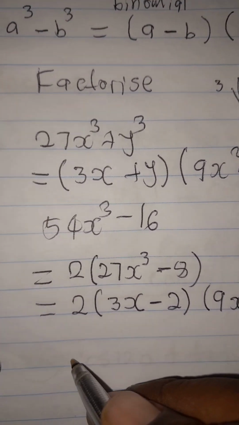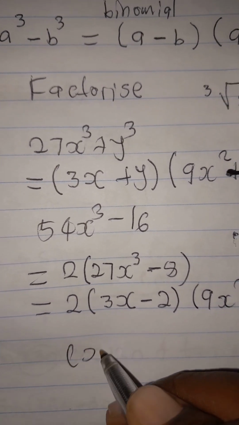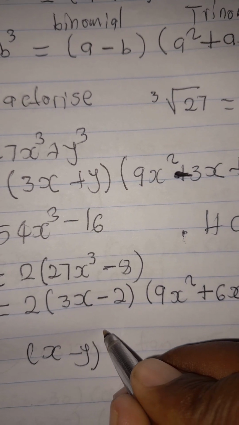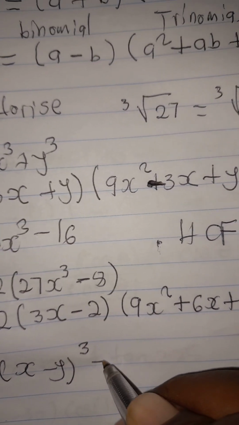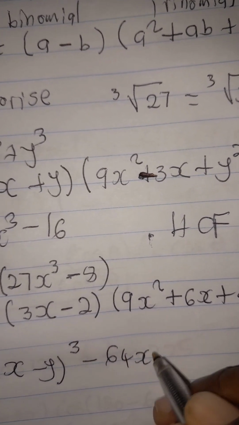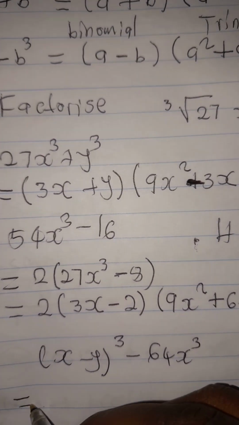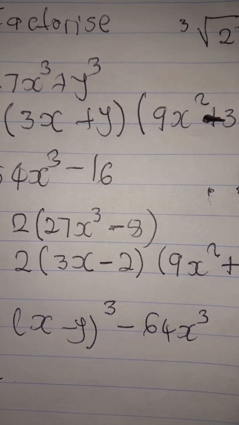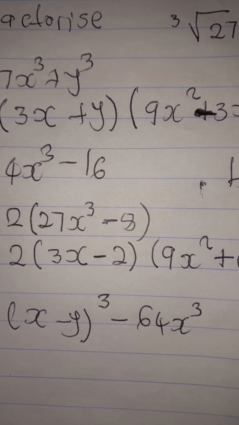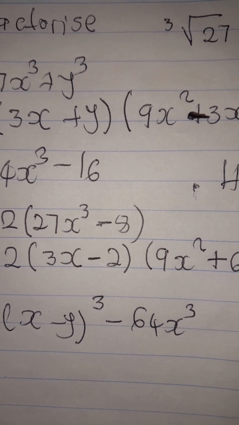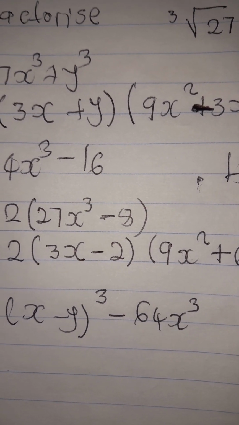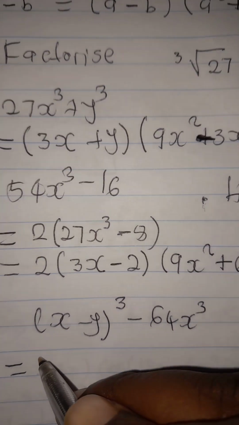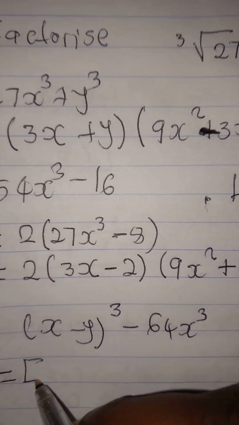Consider this. We are having x minus y cube minus 64x cube. This will be a little bit crucial. We need to factorize this. This sounds tricky, but it's not. What we could see here is a difference of 2 perfect cubes. So we'll do the same approach, but let me use a bigger bracket.